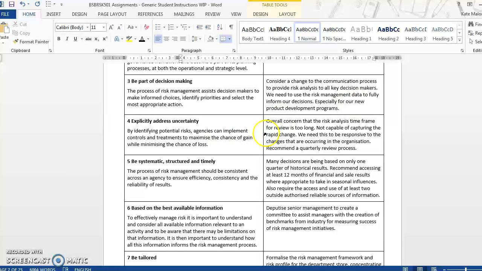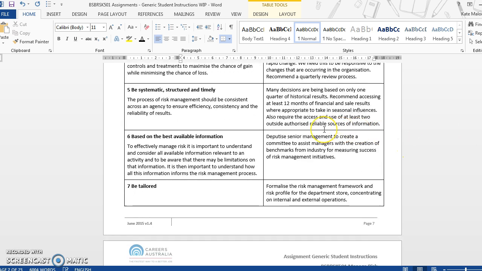4, explicitly address uncertainty. So at the moment, overall concern that the risk analysis timeframe for review is too long. So they need to shorten that so that it'll be quarterly review process. 5, be systematic, structured and timely. So many decisions are being based on only 1 quarter of historical results. Recommended accessing at least 12 months of financial and sales results. 6, based on the best available information.